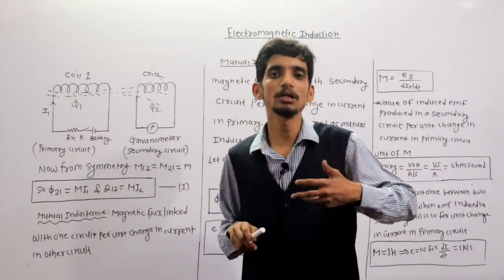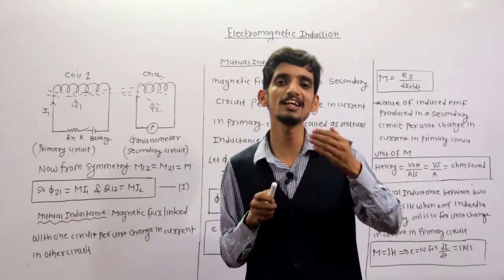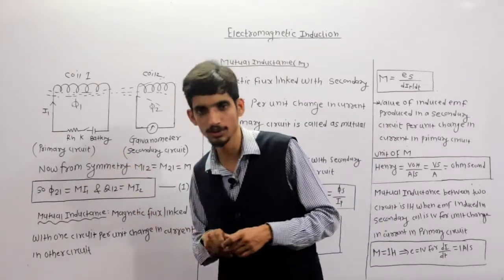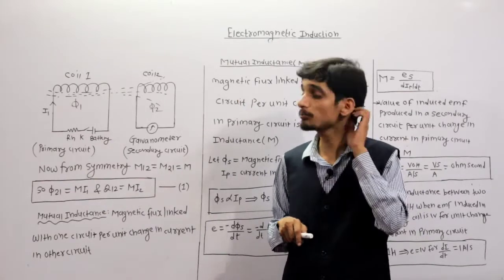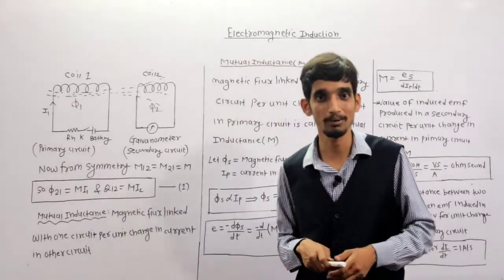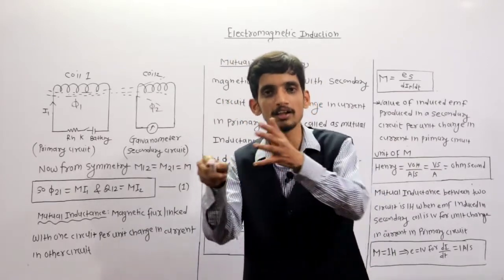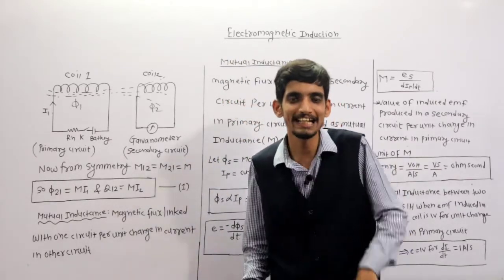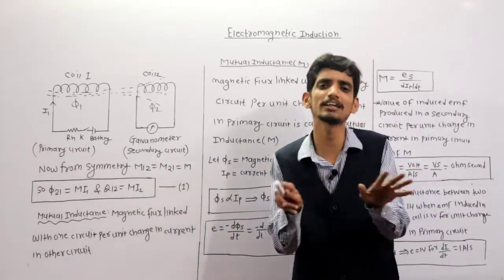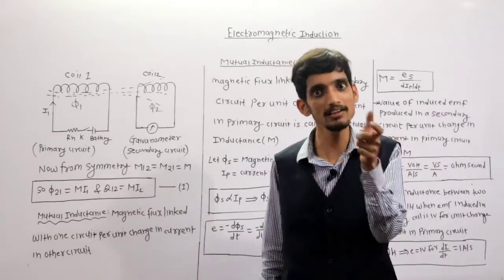Now I am using some different terms in this context. In the concept of mutual induction, the part of the circuit which is directly connected to external energy is called the primary circuit, and the part of the circuit in which the EMF is induced is called the secondary circuit. Primary means it is directly connected to the source of energy, the supply. Secondary means the EMF is induced in the second circuit; it is not directly connected to the external energy source. That's why primary and secondary.